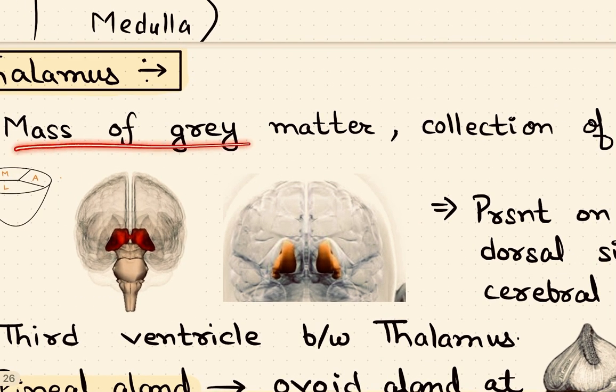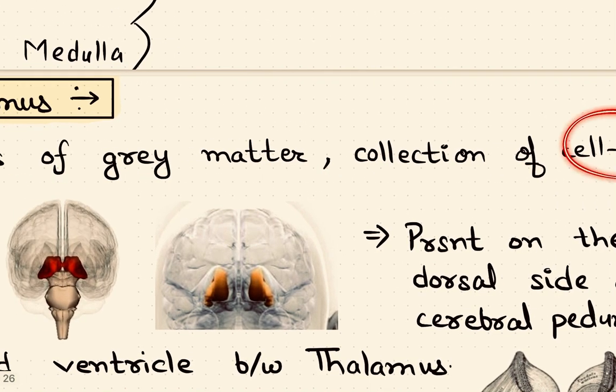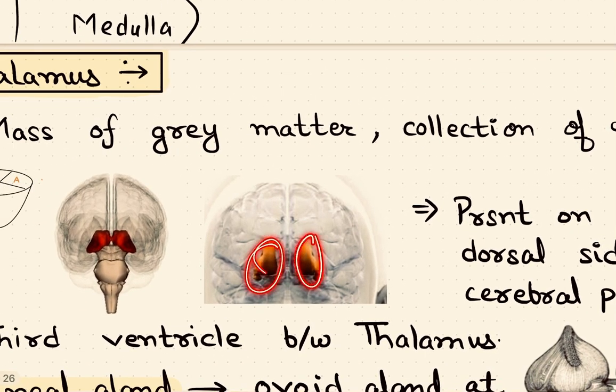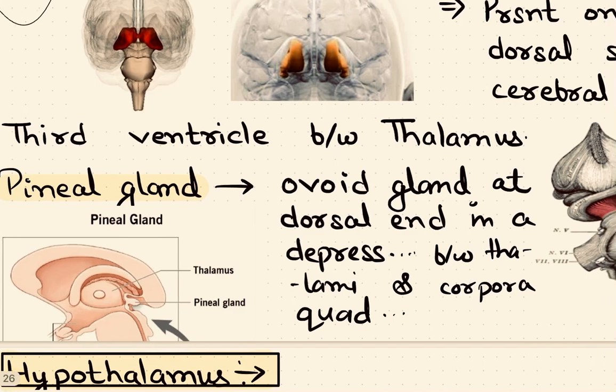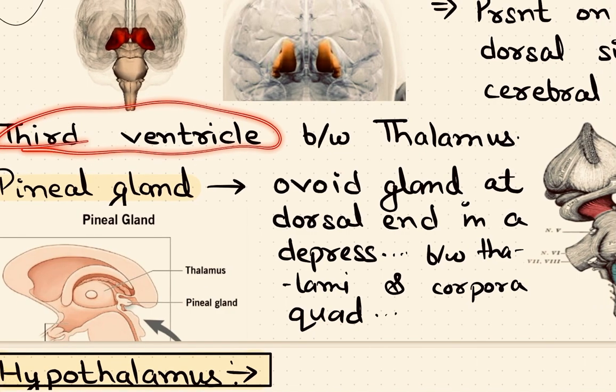Thalamus is a mass of gray matter and it is a collection of cell bodies. So there are two thalami, right and left. And the space between the two thalami has what? Third ventricle in it. And the third ventricle is connected with the lateral ventricle via foramen of Monro, and the third ventricle is connected to the fourth ventricle via cerebral aqueduct.